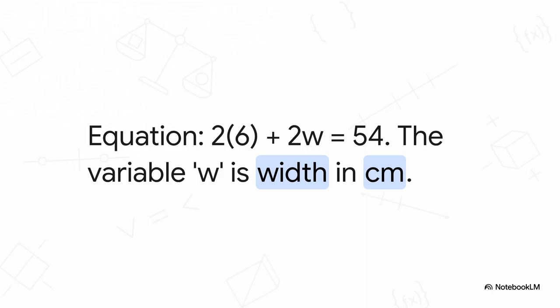That variable w explicitly represents the unknown width of the rectangle. And finally, because the total perimeter was given to us in centimeters, the units for our final width absolutely must also be in centimeters. Honestly, naming your quantities and assigning the proper units is what gives algebra its real-world power.